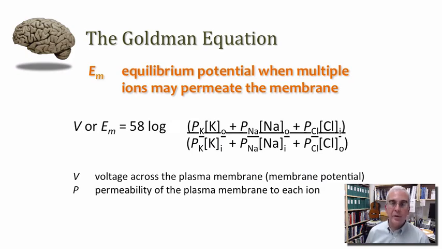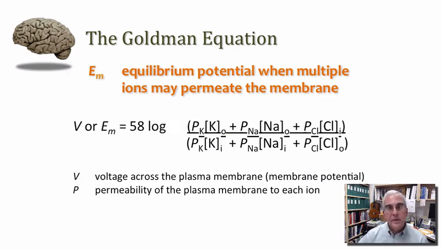Okay, with that said, we can use the Goldman equation to predict at any moment in time the membrane potential of a neuron that might vary in its permeability for any one of these three ions. And of course, this equation can be expanded to account for as many permeant ions as we like.